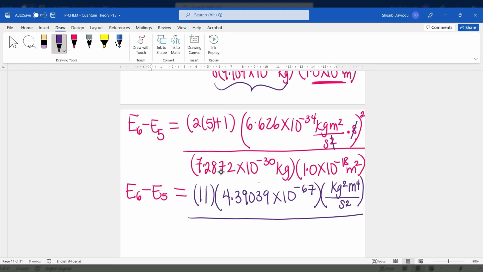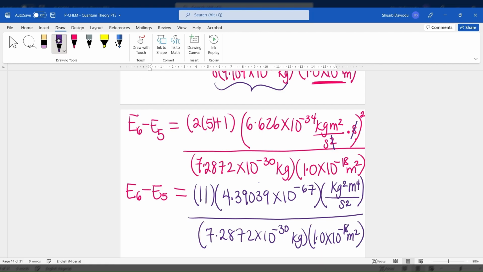Divided by 7.2872 times 10 raised to the power of negative 30 kilograms times 1.0 times 10 raised to the power of negative 18 meters squared. So let me just rewrite that. 7.2872 times 10 raised to the power of negative 30 kilograms multiplied by 1.0 times 10 raised to the power of negative 18 meter squared.